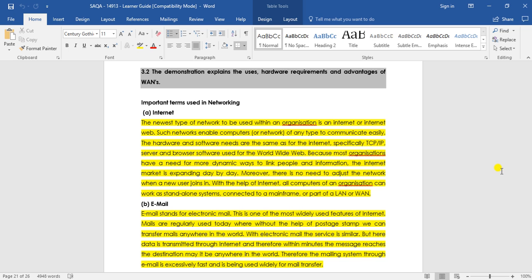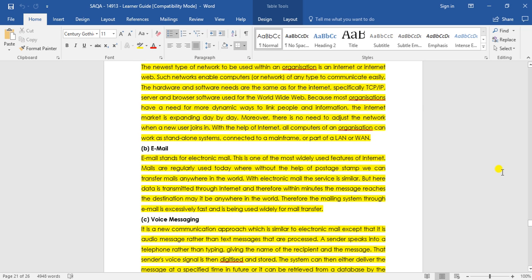Because most organizations have a need for more dynamic ways to link people and information, the intranet market is expanding day by day. Moreover, there is no need to adjust the network when a new user joins in. With the help of an intranet, all computers of an organization can work as stand-alone systems, connected to a mainframe or as part of a LAN or a WAN.